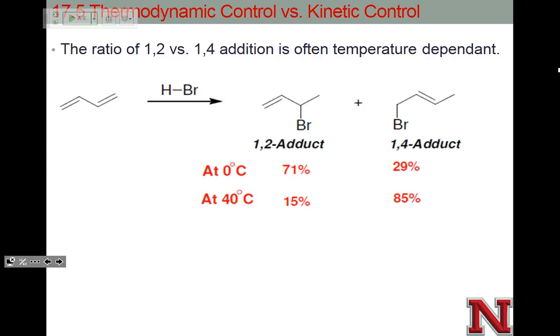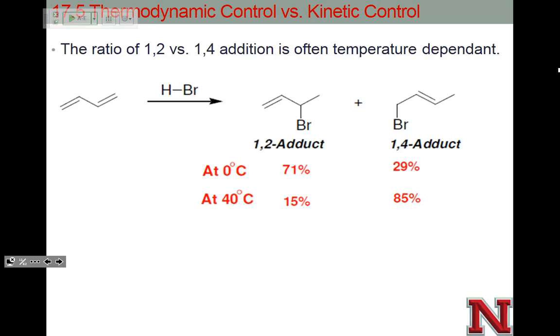So what's going on here? That brings us back to chapter 6 with thermodynamic and kinetic control. Oftentimes, thermodynamic and kinetic control is the same product. The lower energy transition state will often lead to the lower energy product. But that's not the case in this example. In this example, the lower energy transition state would form this product, but the lower energy product is this one because the double bond is more stable.